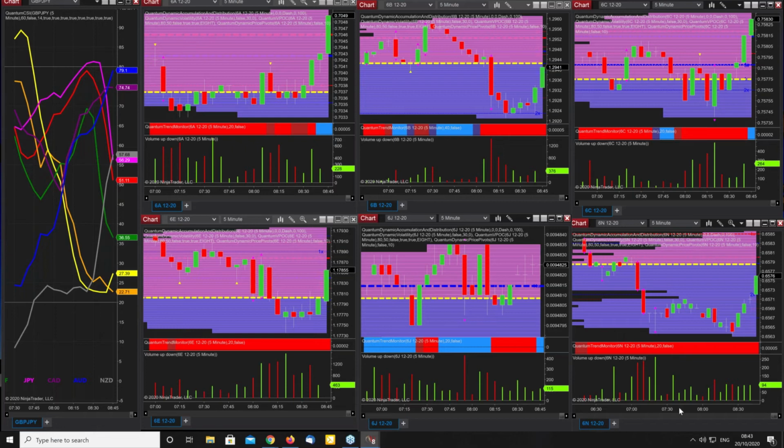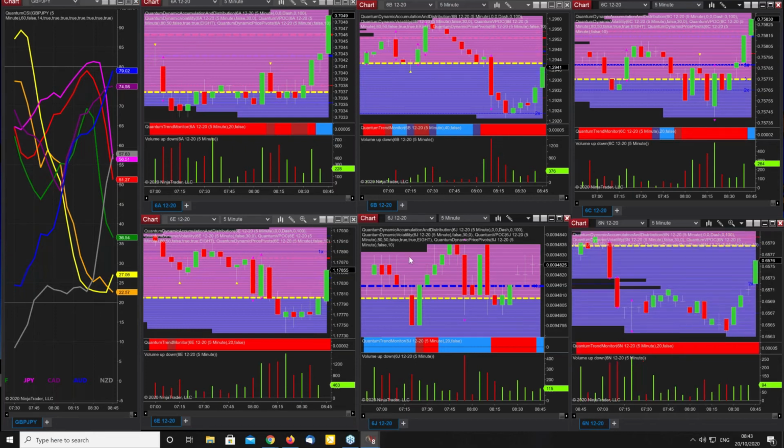And then down at the bottom right here, that's not dollar yen, that's yen dollar again. So that's why the data down here looks a little bit strange, but trust me, that's what it is. And this is New Zealand dollar. You can see the strength of buying in the New Zealand here, very strong.